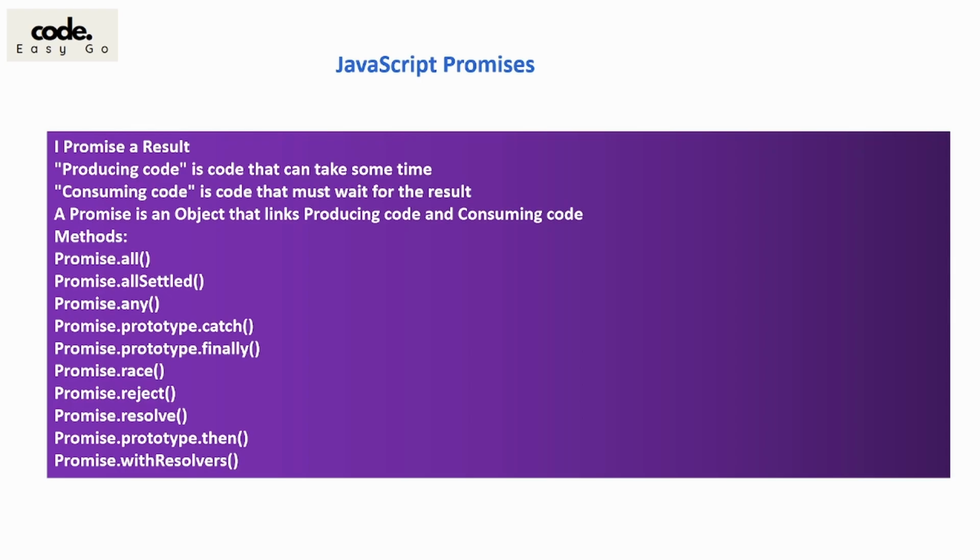There are a lot of methods, guys, and I will try to cover all the important methods, not all. So Promise.all, Promise.allSettled, Promise.any, catch, finally, race, reject, resolve, prototype.then, withResolvers. These are all the methods in JavaScript. Let's have a look in Visual Studio Code, guys, one by one, and how.